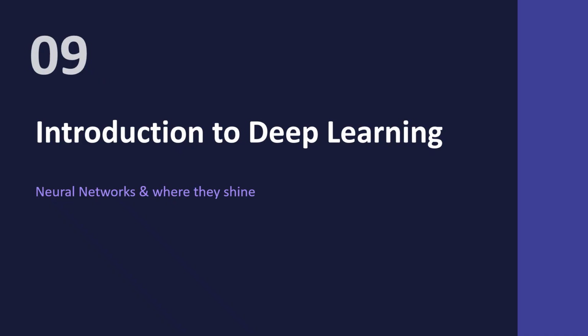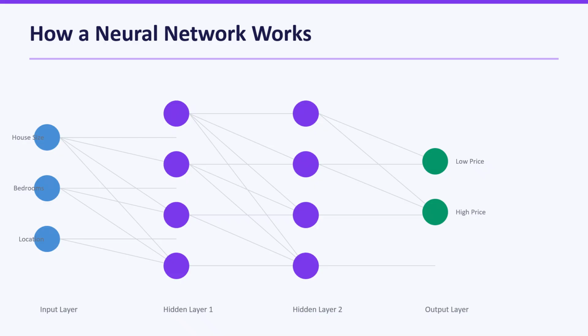Now we are moving into the exciting territory that powers ChatGPT, image recognition, and self-driving cars. Section 9, Introduction to Deep Learning. A neural network is the foundation of deep learning. It's inspired by the human brain. Let's walk through the house price prediction example. On the left, we have the input layer: house size, number of bedrooms, and location. Each of these is a neuron in the input layer.